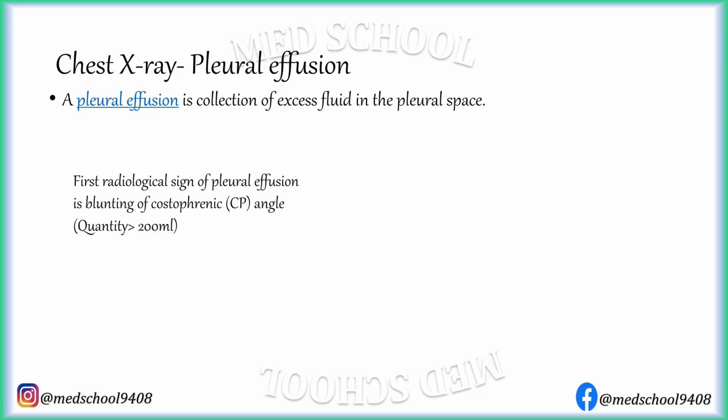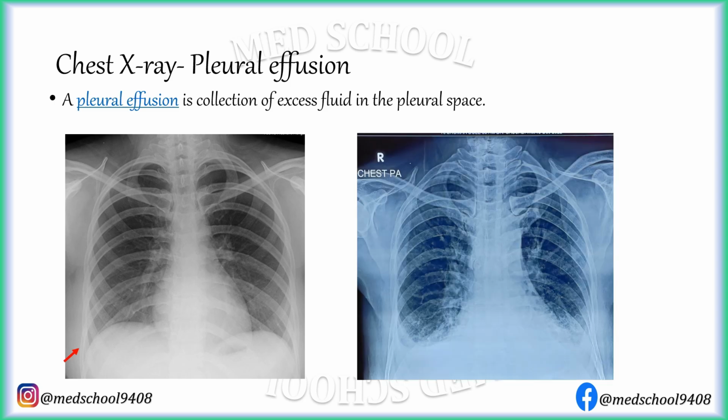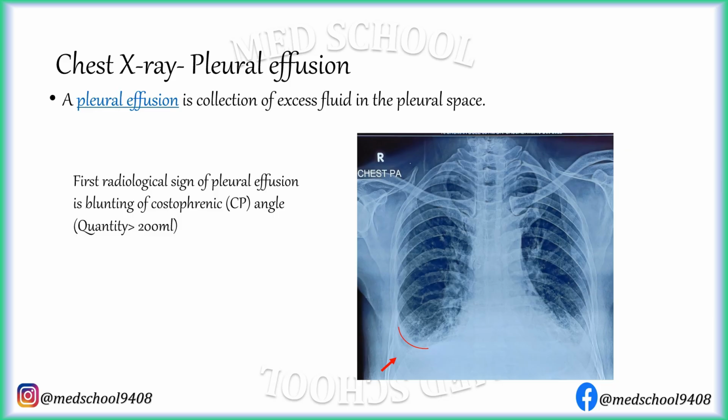On PA view, the first sign of pleural effusion appears as blunting of costophrenic angle, which appears when pleural fluid quantity is more than 200 ml. To understand CP angle blunting, first have a look at this normal X-ray. Normal CP angle appears like this. Now look at this X-ray, where both the CP angles are blunted. Now you can clearly understand the difference. The upper border of pleural effusion is not a straight line, but curved in concave upward direction. This is called Ellis S-shaped curve or meniscus sign.